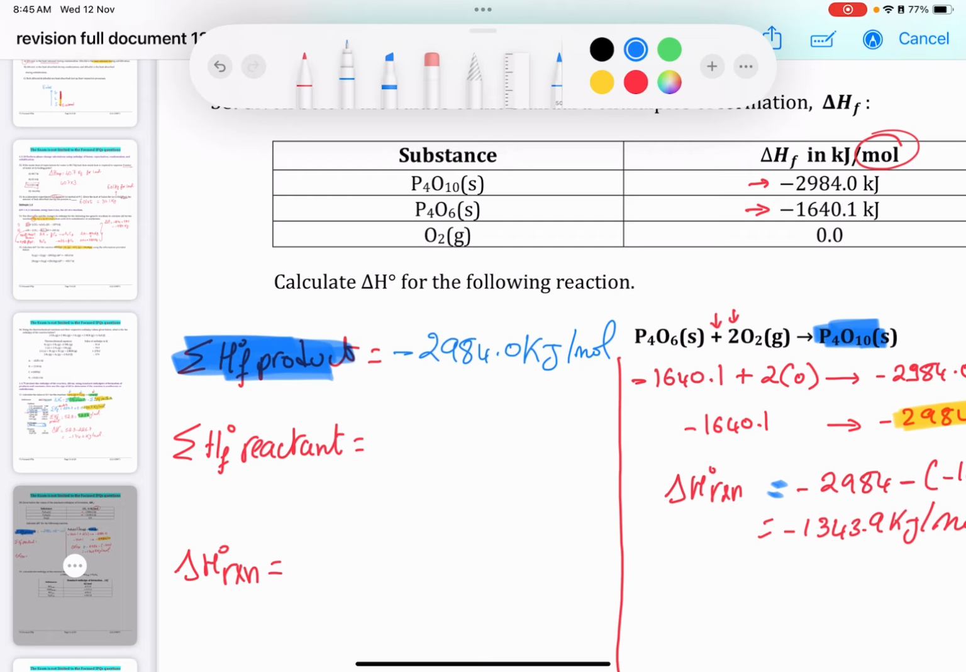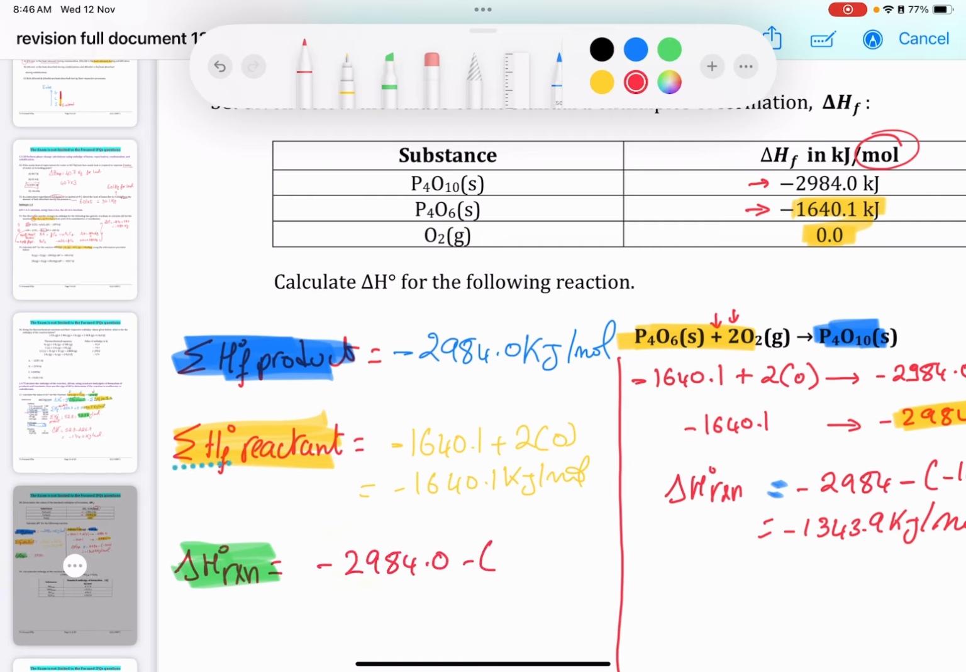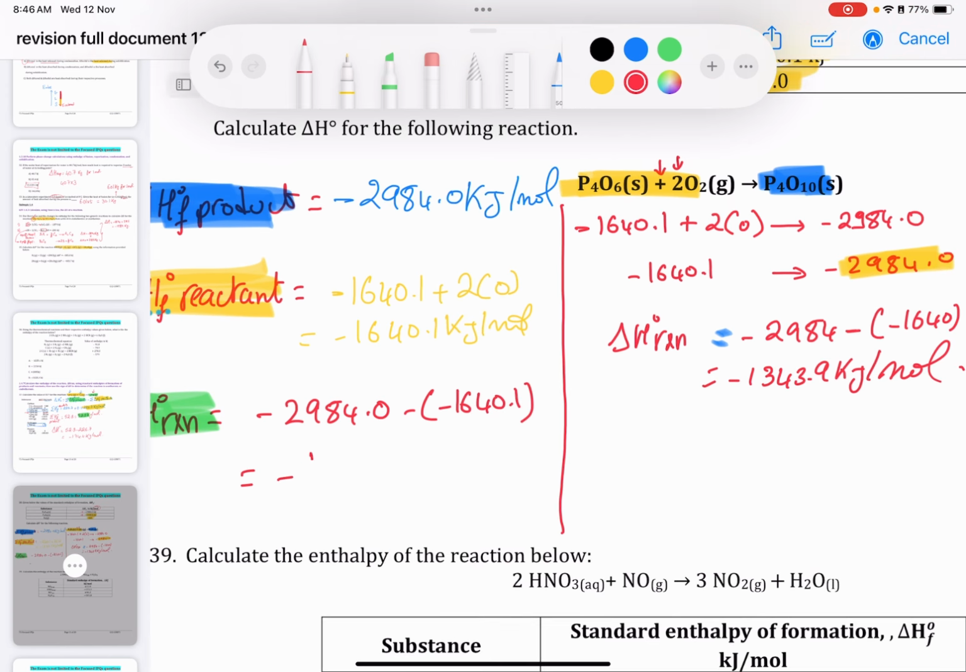That's the only one in the product, so we're done with the product. Now the reactants, I have 2 reactants, these two. So what I'm gonna do is the following. Negative 1640.1 plus 2 multiplied by 0, which is negative 1640.1 kilojoule per mole. I'm done with the reactants. Now, let's get their change. The enthalpy of the reaction is the products minus the reactants. We get the same answer.